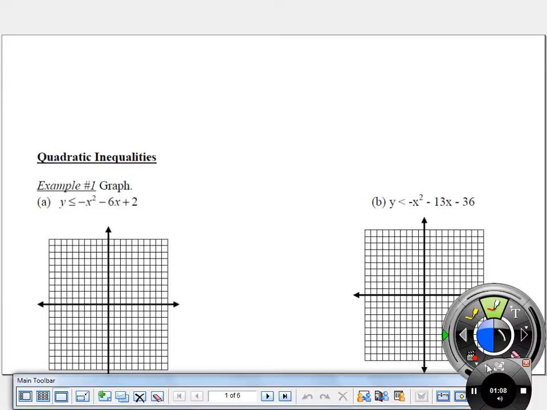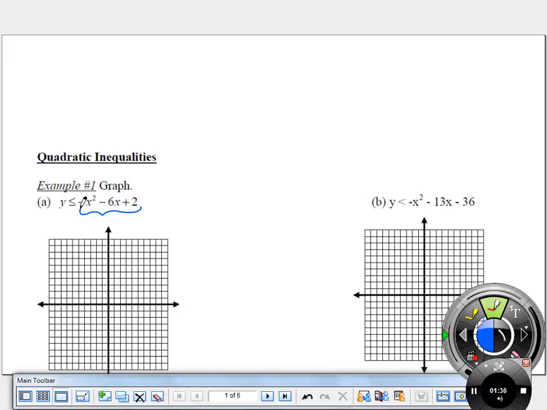So we're going to remember with inequalities, you guys have done inequalities with lines, and that the line was a boundary, and all the points that were solutions were shaded on the graph on one side of your boundary. So the difference here is that our boundary is no longer a line. This boundary is going to be a quadratic. So we're going to go ahead and graph this quadratic.